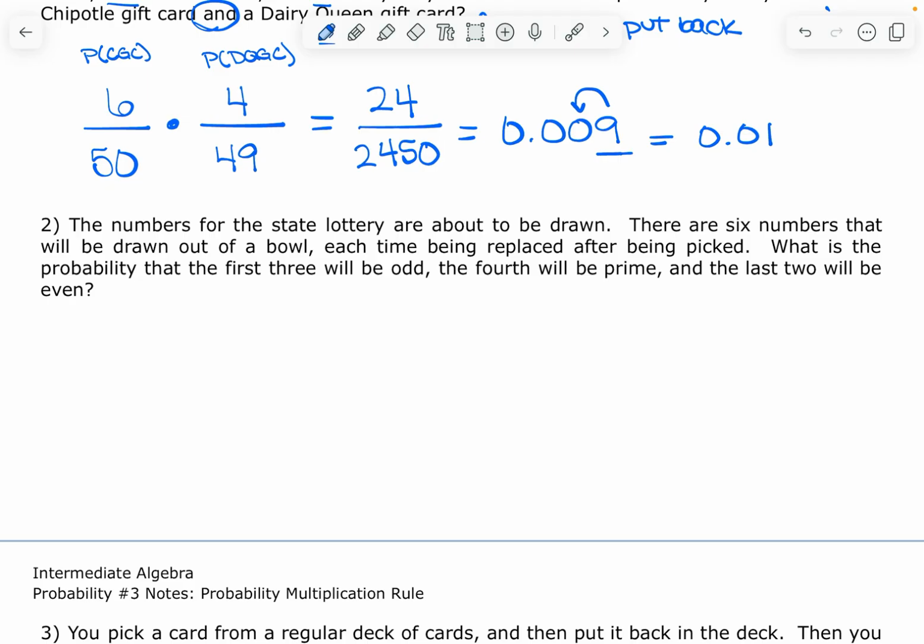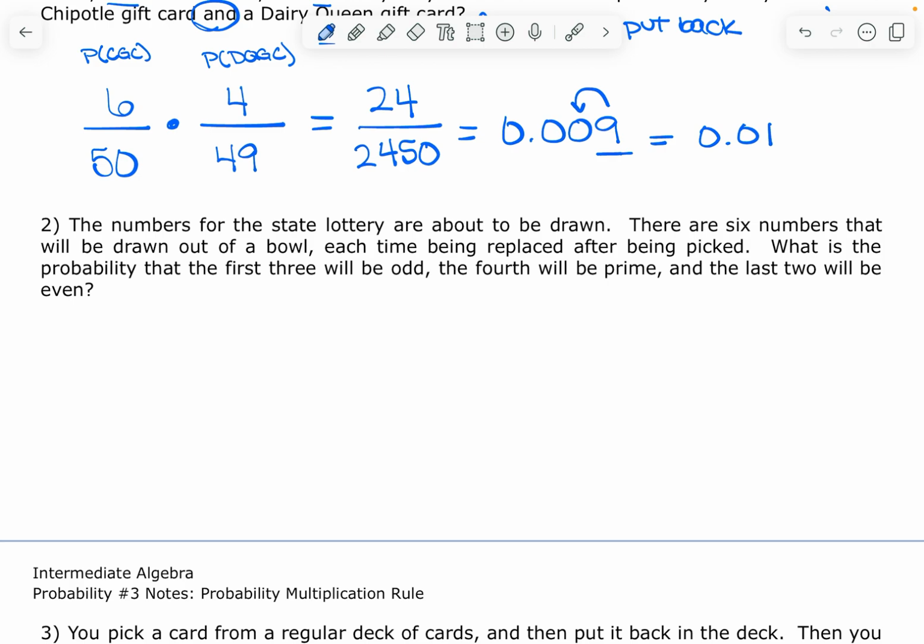All right, number 2, the numbers for the state lottery are about to be drawn. There are 6 numbers that will be drawn out of a bowl, each time being replaced. What is the probability that the first 3 will be odd, the 4th will be prime, and the last 2 will be even?